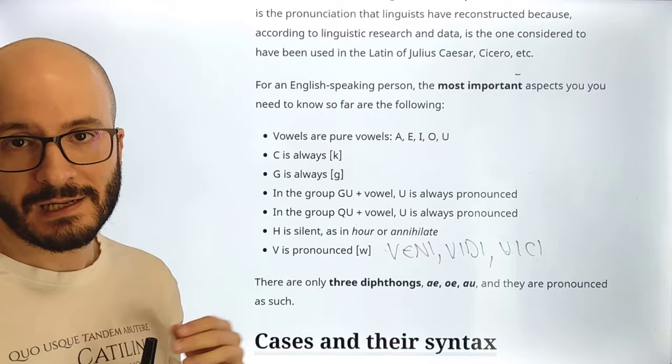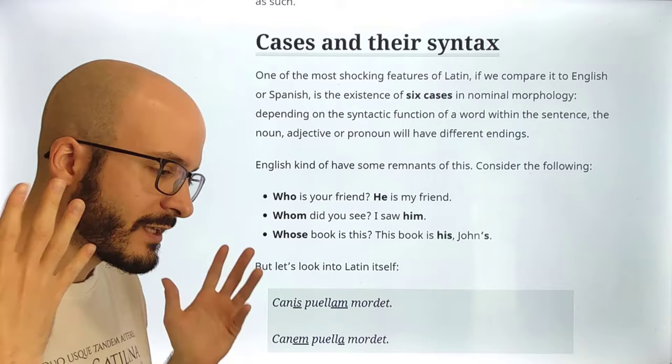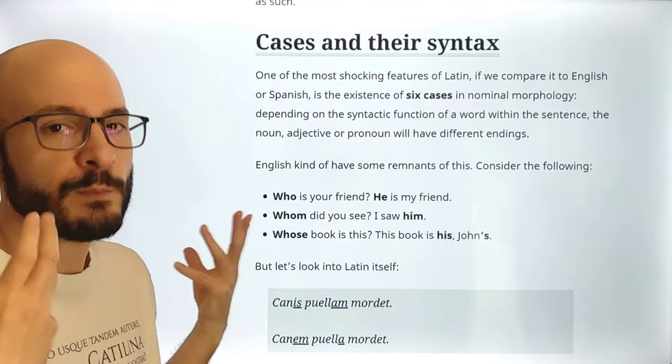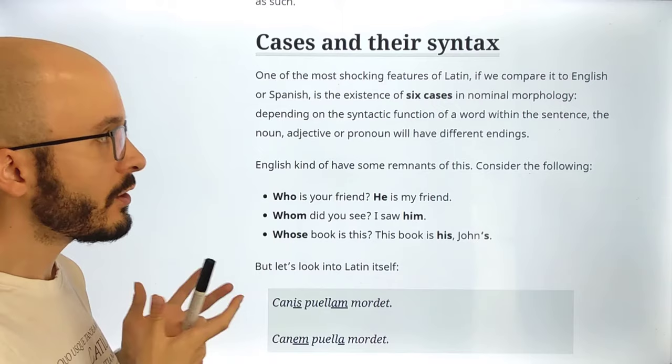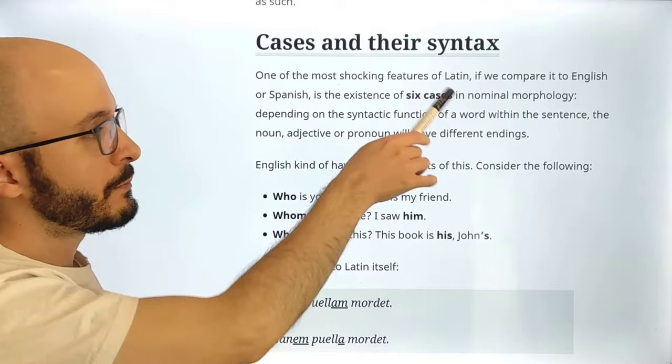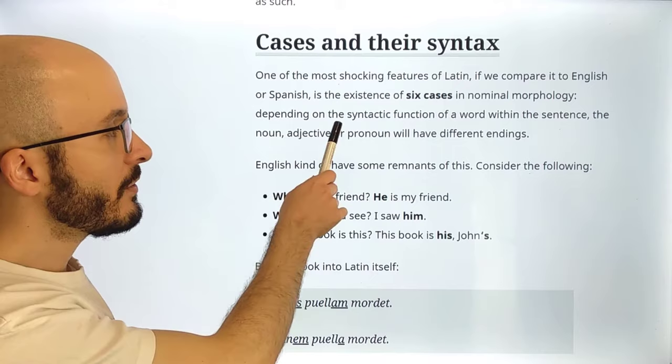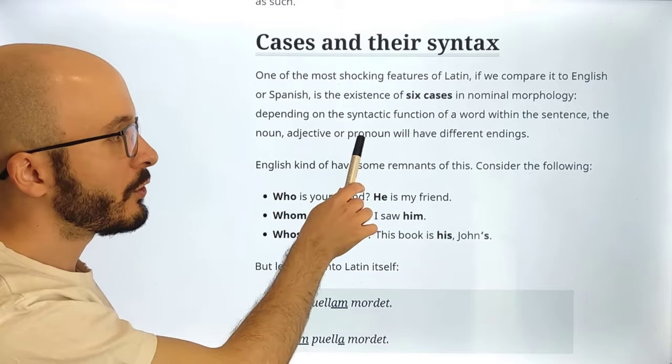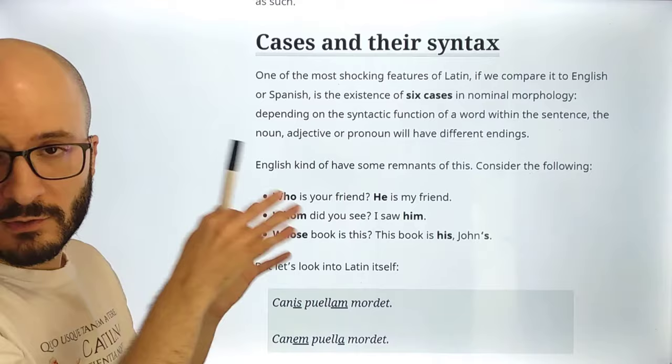Later, super important, cases and their syntax. You might have heard this word, cases, and you might have heard that this cases thing is super hard and super complicated. Well, let's see, it's not so hard. One of the most shocking features of Latin, if we compare it to English or Spanish, which you might also know, is the existence of six cases in nominal morphology. By nominal, I mean nouns, adjectives, pronouns, okay? Depending on the syntactic function of a word within the sentence, the noun, adjective, or pronoun will have different endings. Don't freak out yet. It's going to be super easy. You will understand it super quick.